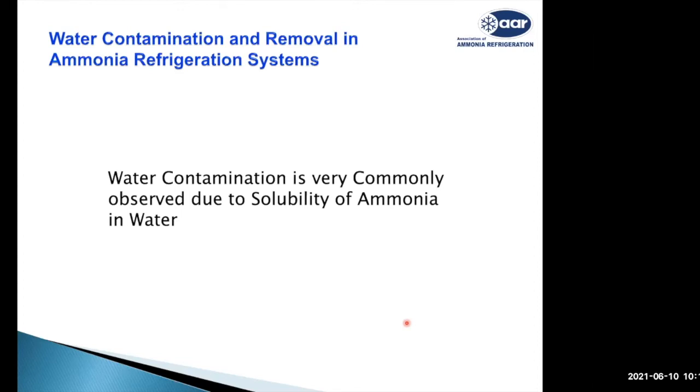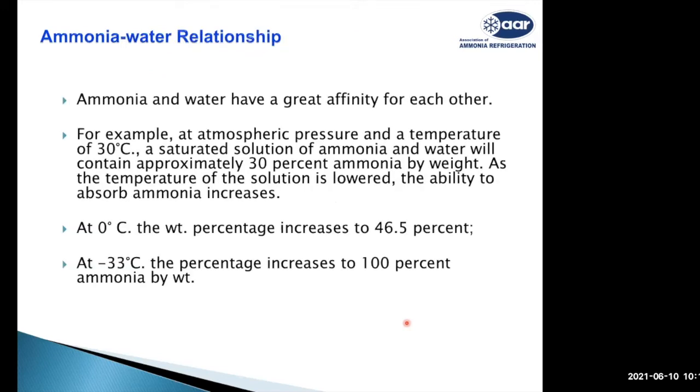So ammonia has a very close affinity to water, and the solubility of ammonia in the water is very, very high. So what we mean is that at atmospheric pressure and a temperature of 30 degrees centigrade, 30% of ammonia can mix into the water. If my temperature is at 0 degree, the possibility of water mixing into ammonia is 46%.